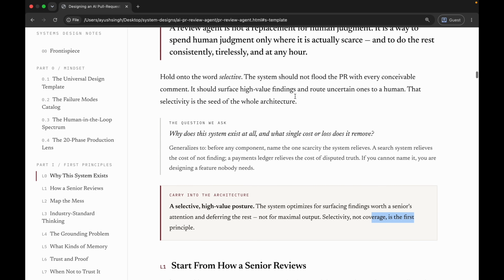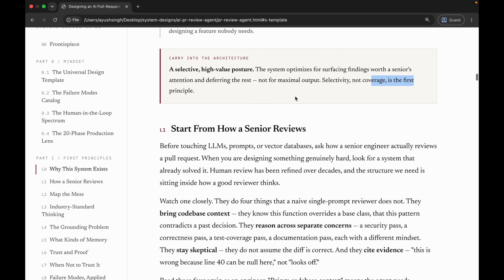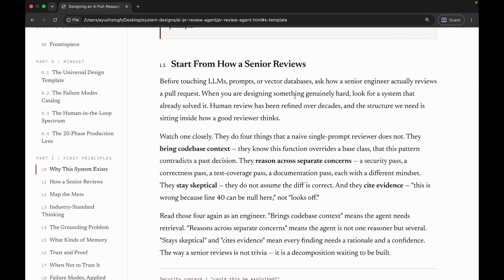So now we understand our problem statement, and this is what we think about it. Now what we want to do is think about how a senior engineer would review. That's why I said to write down every single thing which a particular person would do. Before we do any technical part, when you're designing something which looks genuinely hard, most of the time it's about how we have already solved it in the real world.